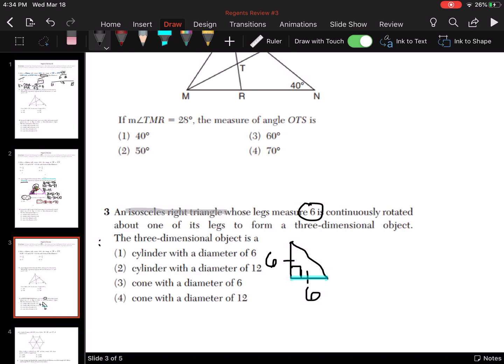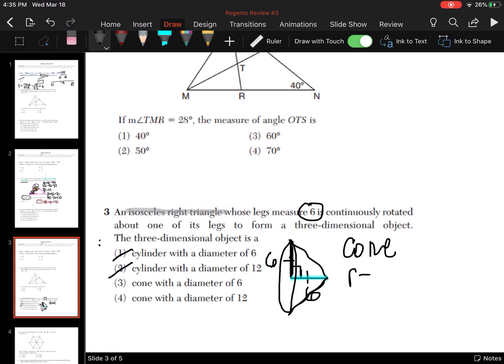Okay, I know we always say whatever you revolve around is your height. So that means this segment right here is going to go down and around. Oh my goodness. Okay, so it is going to form a cone. So we know right off the bat choices 1 and 2 are out. Okay, so it's going to be a cone.